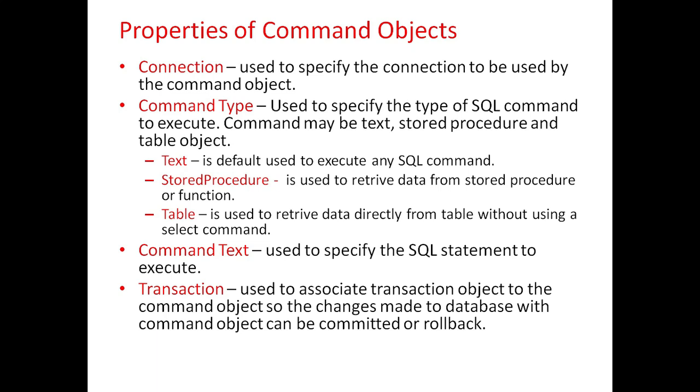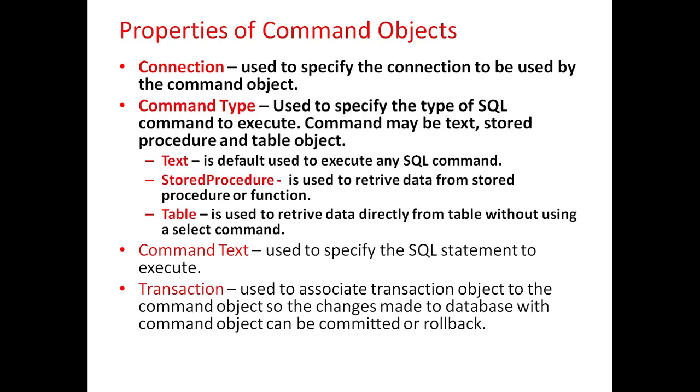Different properties of the command object are Connection, which is used to specify the connection to be used by the command object. CommandType is used to specify the type of SQL command to execute. Command type may be text, stored procedure or table direct. Text is the default type, which is used to execute any SQL command. Stored procedure is used to retrieve data from a stored procedure or function, and table is used to retrieve data directly from the table without using a select command.